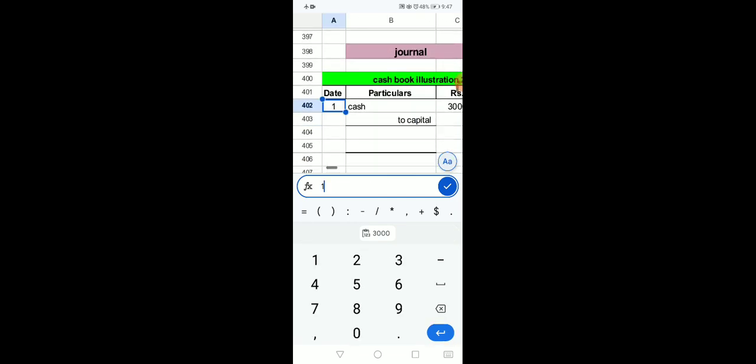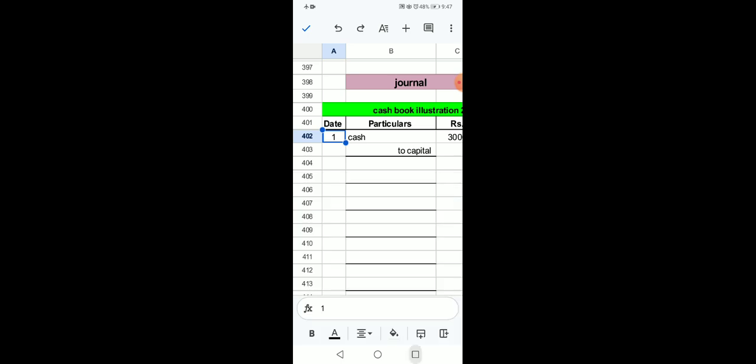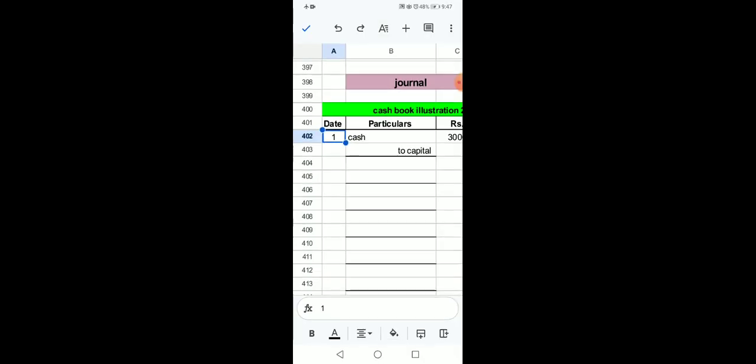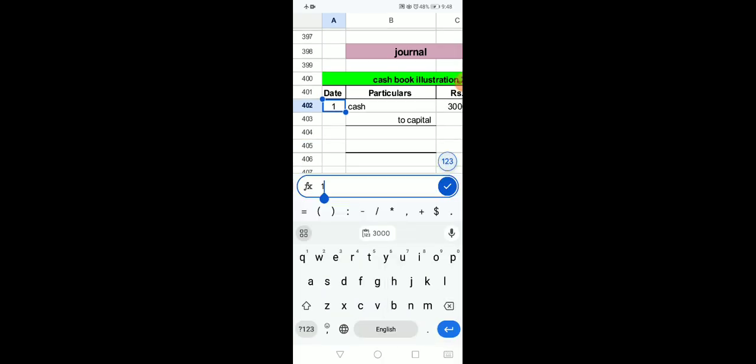Here you have completed your first entry, first journal, cash to capital, but it has 2 parts, as I have just seen. So you will name it as first B entry, so that both entries related to date 1 should not be mixed. So you have named it B, but instead of B, we should write A.